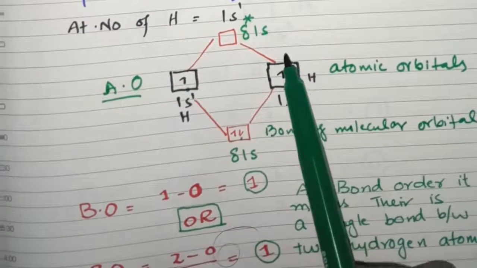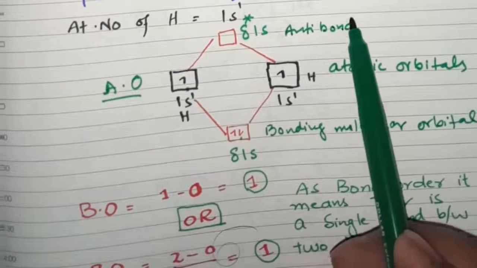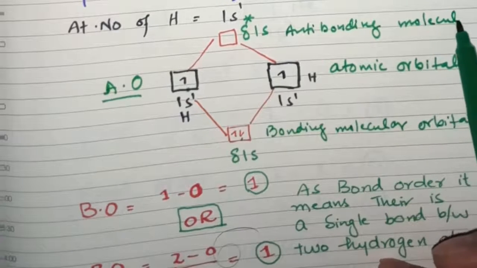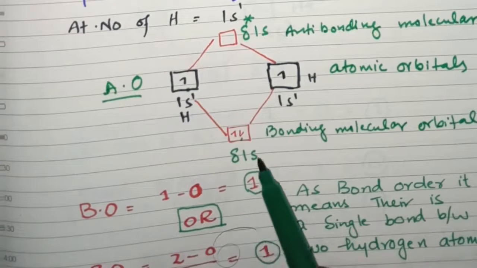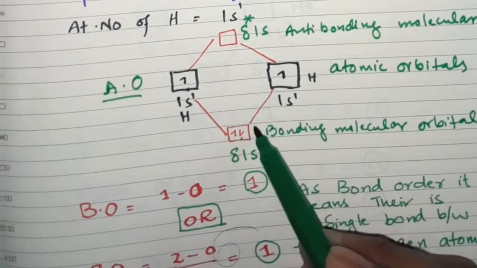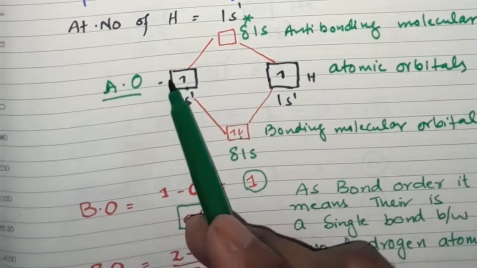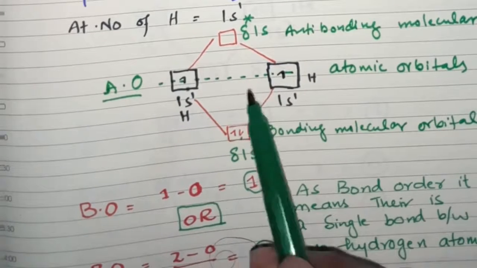While the one which is above will be called the anti-bonding molecular orbital. Now the bonding orbital has less energy than the atomic orbital, while the anti-bonding is above the plane, so it has greater energy than the atomic orbitals.